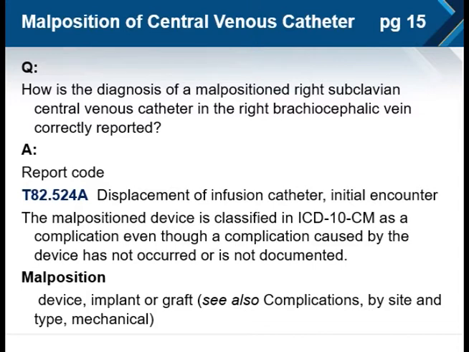Coding Clinic tells us the malpositioned device is classified in ICD-10 as a complication even though a complication caused by the device has not occurred or is not documented. We can reach this code through the index, looking up directly the main term malposition and subterm device.